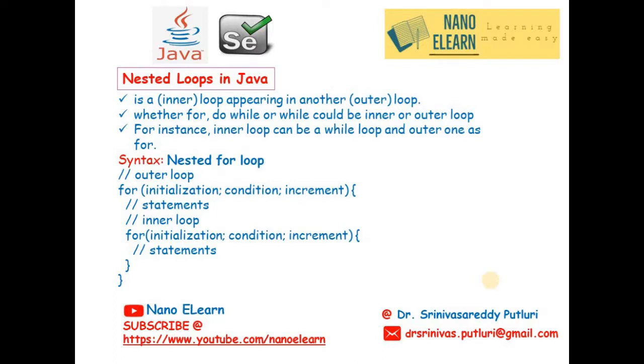Let us try to understand the syntax for nested for loop. Here the outer loop starts with for loop with initialization, condition and increment operator followed by the code statements. Within the outer loop, the inner loop will begin. It starts with the for loop, initialization, condition followed by the increment operator, and within the inner loop it has a set of code statements. Then we'll end the inner loop first and then the outer loop.